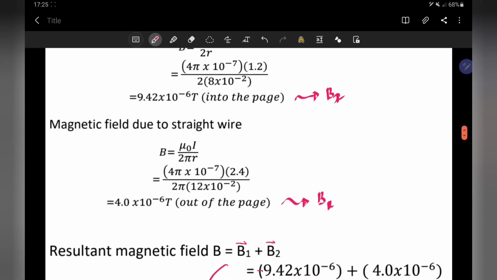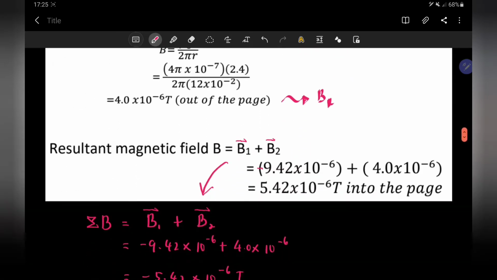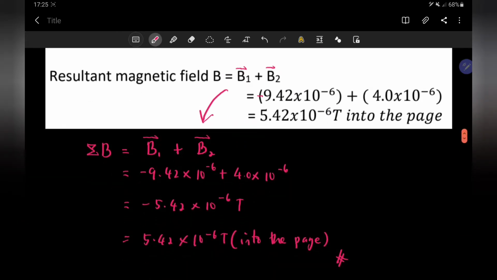Okay, so by getting this, we calculate the resultant. The resultant of B equals B1 plus B2 in vector. B1 is directed out of the page, so it is positive. B2 is directed into the page, so it is negative. So we total up the values, and then you will get a negative answer. The resultant being negative means that it is directed into the page.